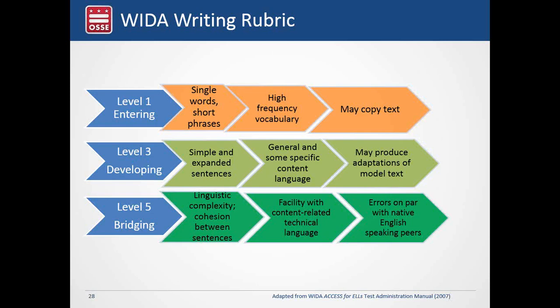Finally, let's look at a sample activity, an exemplar for students at level 5. Again, students at level 5 are more or less able to give you a writing product on par with their native English-speaking peers. It will have no errors to few errors, and it should demonstrate facility with technical language and content-related language, and it should be linguistically complex. There should be a good amount of quantity, and the sentences flow nicely from one to the next.